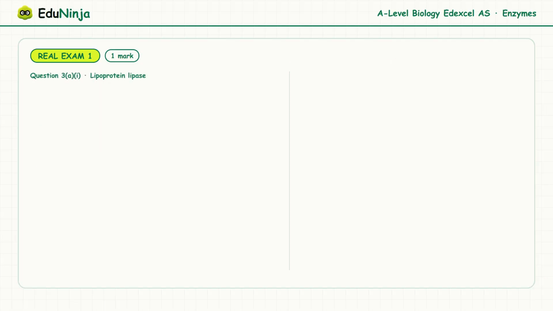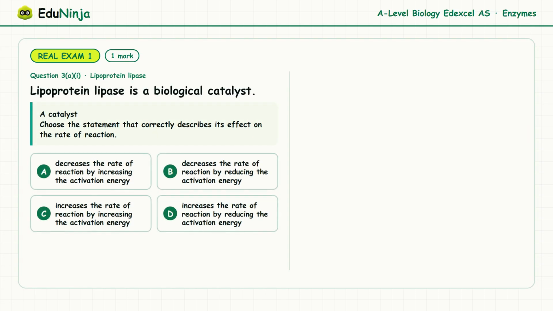Question 3AI. Lipoprotein lipase is a biological catalyst. Which statement correctly describes its effect on the rate of reaction? Option A, it decreases the rate by increasing activation energy. Option B, it decreases the rate by reducing activation energy. Option C, it increases the rate by increasing activation energy. Option D, it increases the rate by reducing activation energy. Take 1 or 2 seconds to choose the statement that matches the definition of a catalyst.